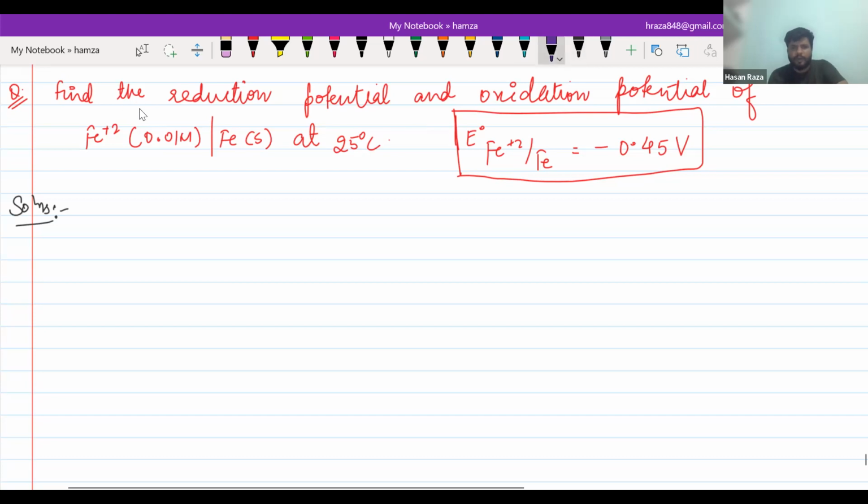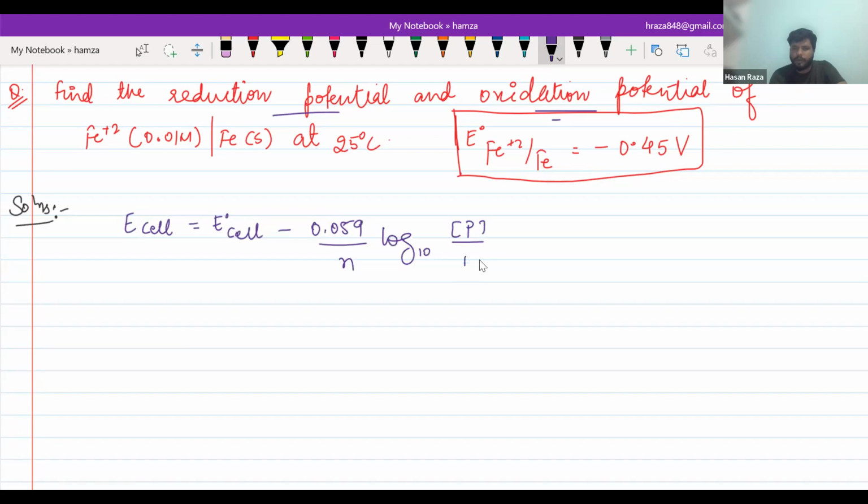Now see, I'm going to explain. We need to calculate the reduction potential and oxidation potential of Fe plus 2. I told you to use the Nernst equation. So E cell will be equal to E naught cell minus 0.059 upon n log to the base 10 of the concentration of product upon reactant.